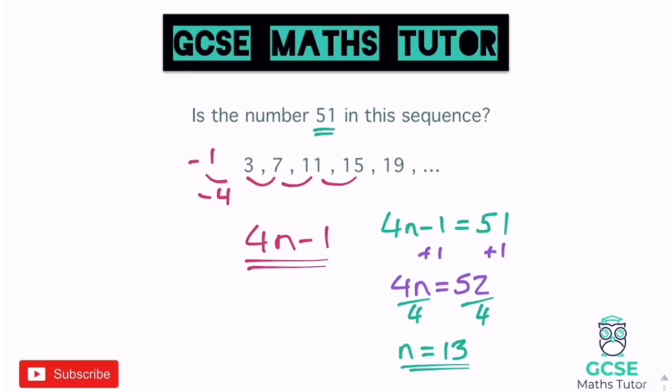Now what we found out there is that if we sub the number 13 in place of n, that would give us 52. And you can go back and check it. 4 times 13 gives us 52. And then when you take away 1, you get the 51. So there we go. When we sub 13 in, we do get 51. So yes, we would say 51 is in the sequence, and we could even say it's the 13th term in the sequence there.